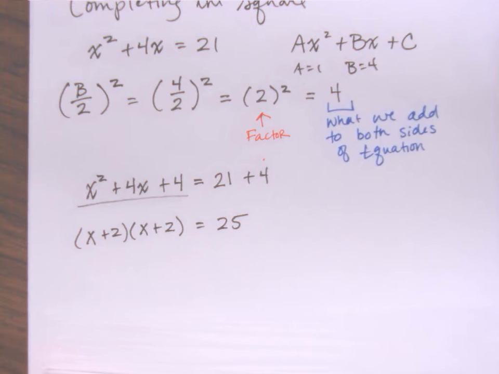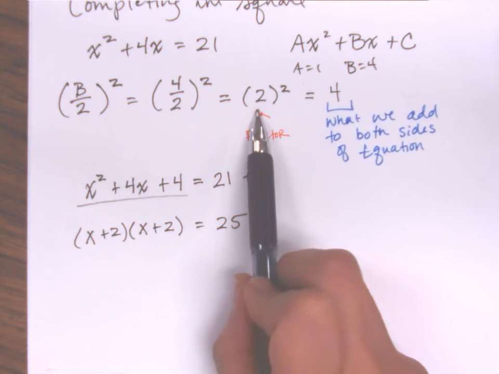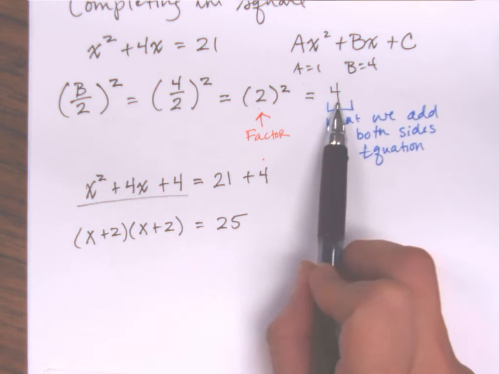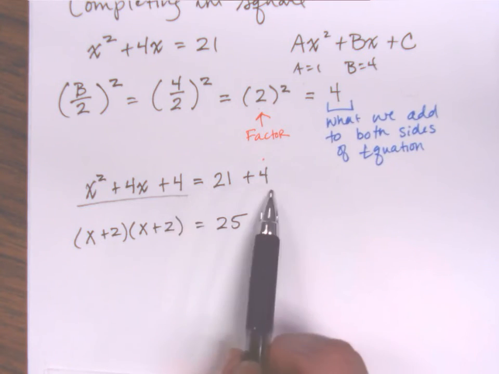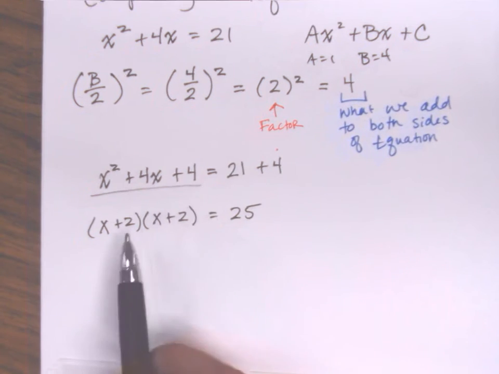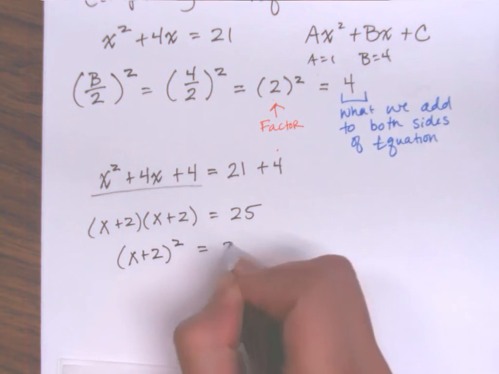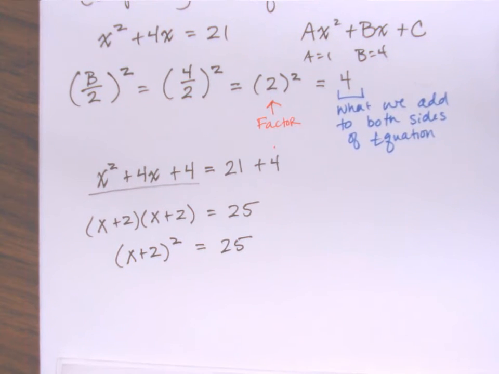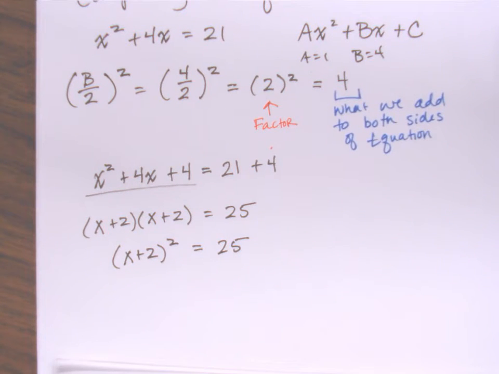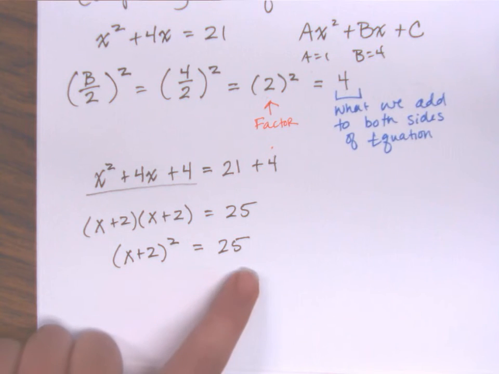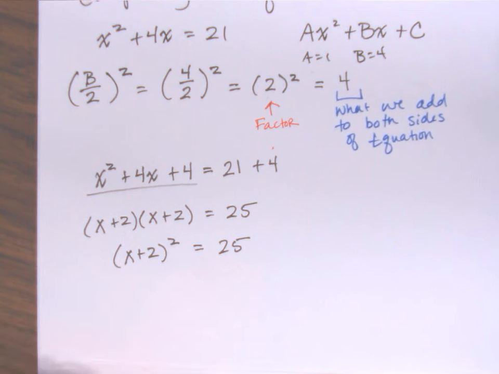Okay, so the number before squaring is the number that's going into your parentheses. The number after squaring is being added to the equation on both sides. Okay, so my factors are the same here, so I can rewrite it as x plus 2 squared equals 25. And now, instead of setting everything equal to 0 and trying to solve that way, I have something squared equals something else, so I can use the square root method.